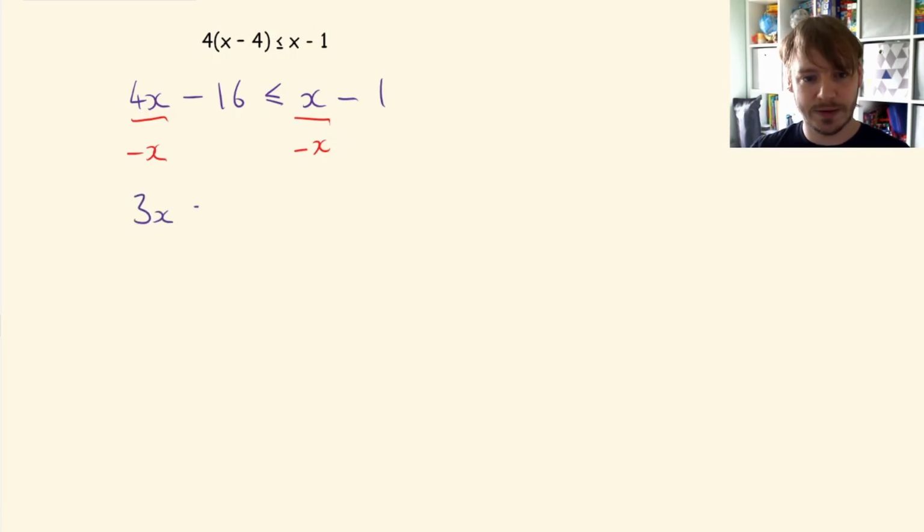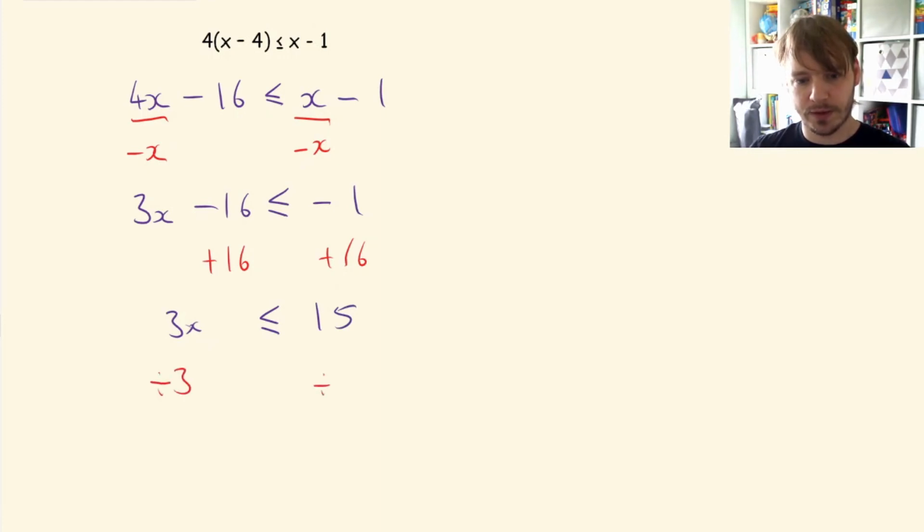Subtracting x isn't going to affect the number part. It's not going to change our symbol. The x has gone, so now we just have negative 1. And now it looks like the simpler version. So let's add 16 to both sides. So I've got 3x is less than or equal to negative 1 plus 16 is going to be 15. And then final step, let's divide both sides by 3, because then we get x all on its own. 15 divided by 3 is 5, and the symbol hasn't changed all the way down this process. No difference whatsoever. Okay, and that's it.